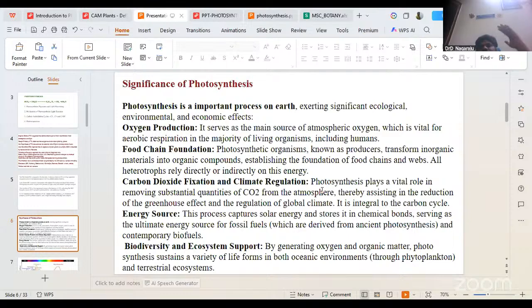So if we want to minimize the carbon dioxide level in the atmosphere, what do we have to do? We have to plant more plants so that more carbon will be absorbed. Carbon sequestration: plants absorb more carbon dioxide. Okay, and also energy source for all the living organisms, and main support for the biodiversity and ecosystem. If there is no food production, there is no biodiversity, no ecosystem.